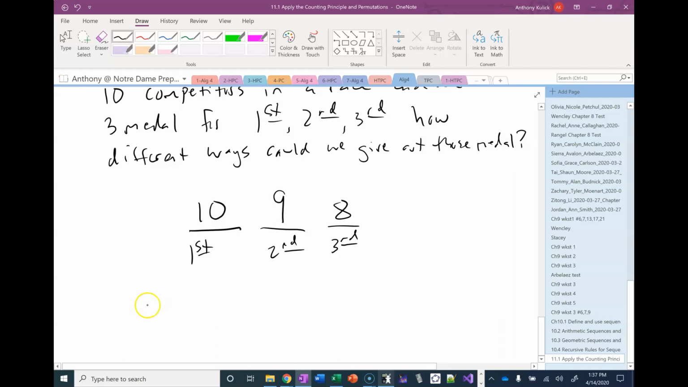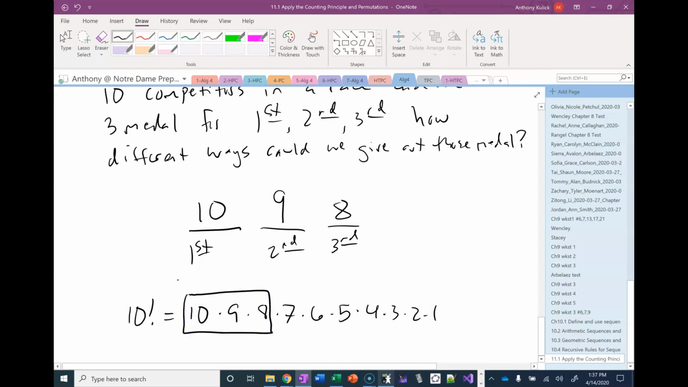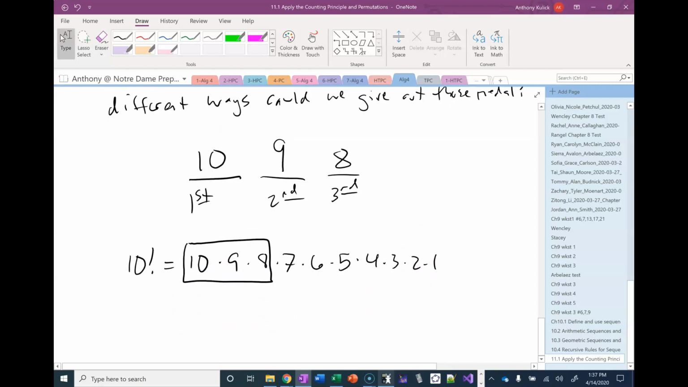So remember that 10 factorial was 10 times 9 times 8 times 7 times 6 times 5 times 4 times 3 times 2 times 1. And we only wanted one piece of it. We're going to give this sort of calculation a name and a special symbol associated with it, because we're going to do this kind of calculation a lot of times.